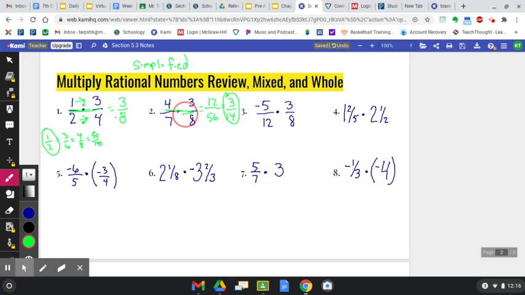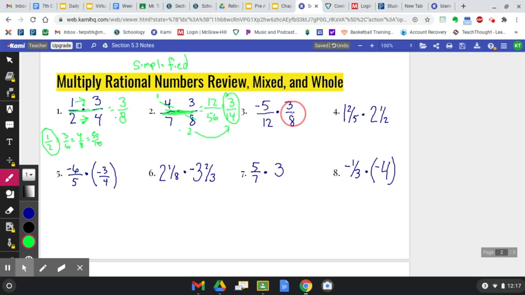Now, the other option, and it might save you some time at the end, is looking here. Top and bottom will cancel, meaning 4 goes into 4 once, and 4 goes into 8 twice. 3 and 7 have no common factor. So now I'd have 1 times 3, which is 3, and 7 times 2, which is 14. So here we reduced first, and we ended up with the same answer, or we can multiply and simplify second. The order does not matter.